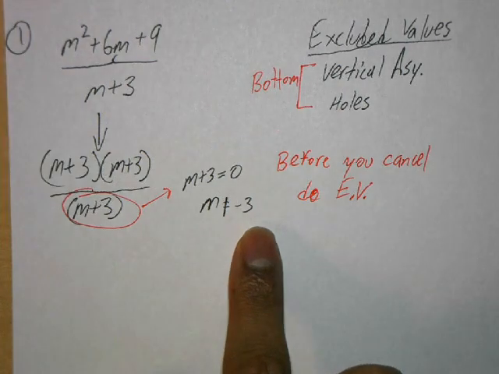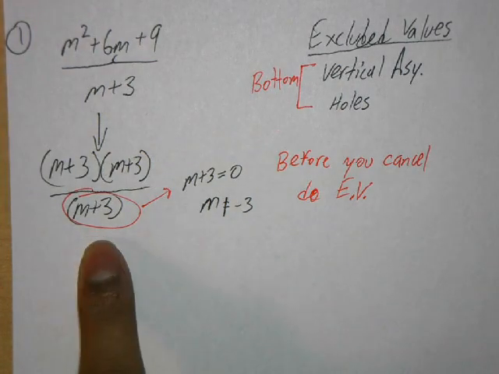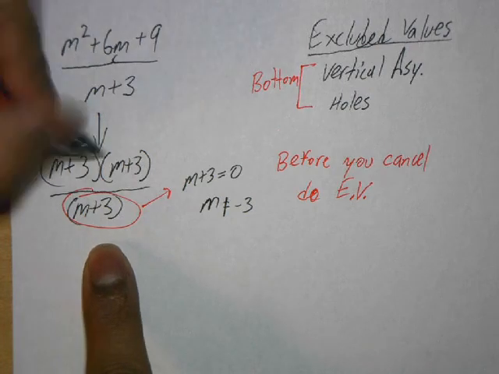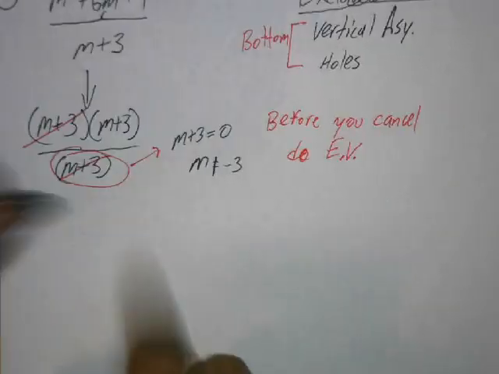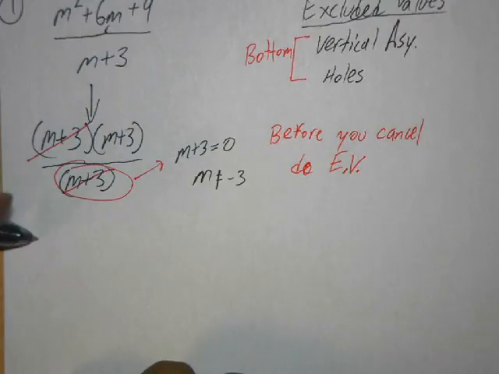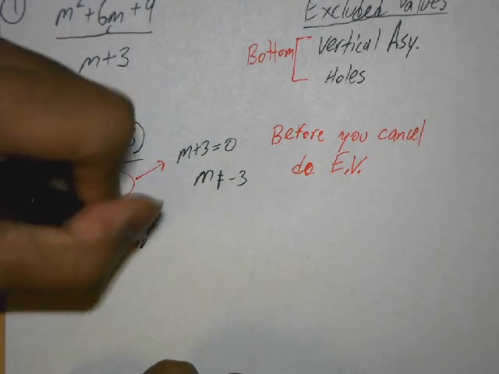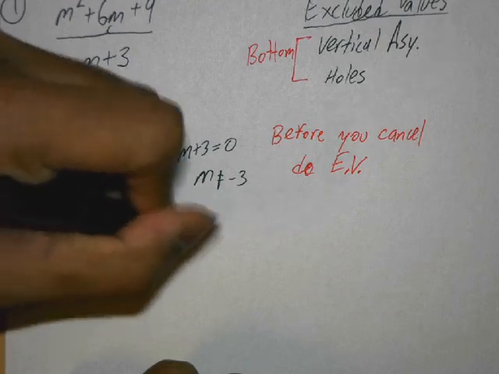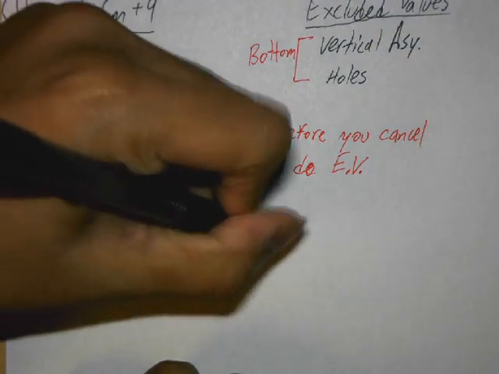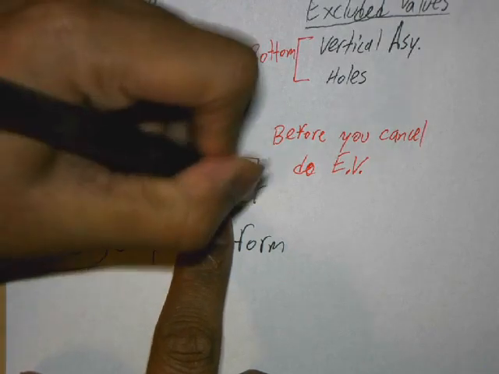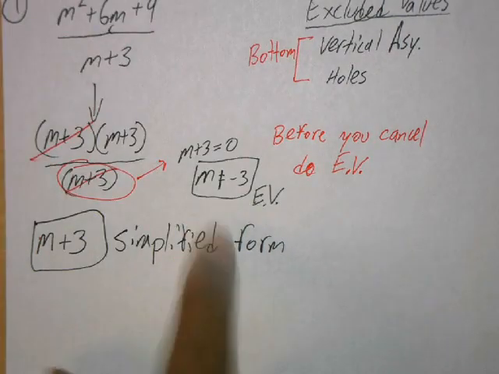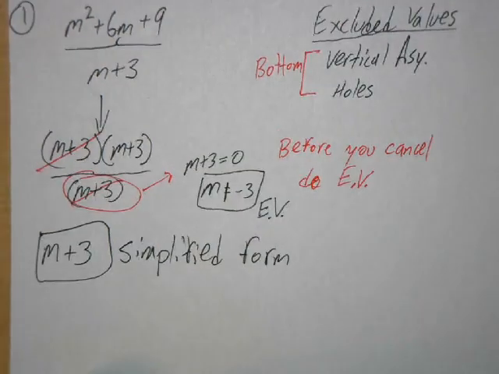All right, let's go ahead and get to simplifying. So from here, now what can I do? We can cancel out one of these m plus 3's with one on the bottom, and I'm going to be left with just m plus 3 as my simplified form, and m does not equal negative 3 as my excluded value. Okay, so that's kind of the gist of it.